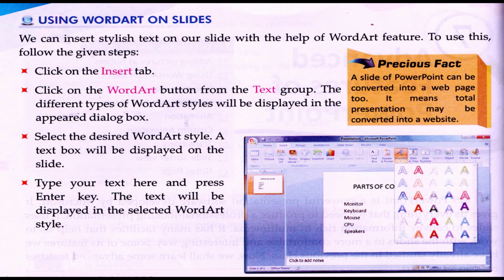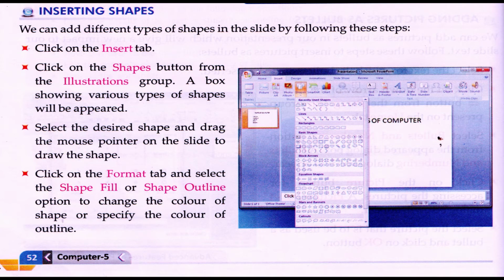Next is inserting shapes in PowerPoint. Click on the Insert tab, then click on the Shapes button from the Illustrations group. Then it shows different shapes. Select the required shape and draw the shape on the slide.